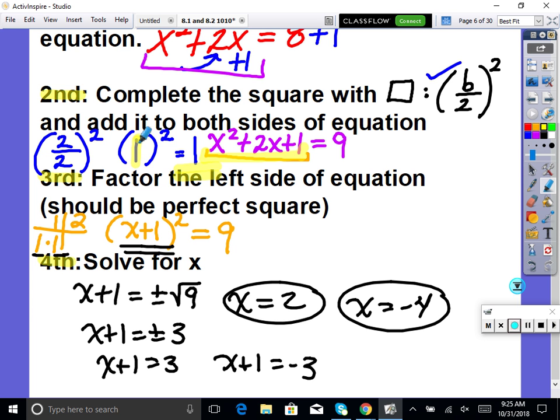Do you see how that's positive 1? It factored to be x plus 1 twice. So what if this would have simplified to be a negative 1? This would have been x minus 1 squared. What if this would have simplified to be negative 2? This would have been x minus 2 squared.